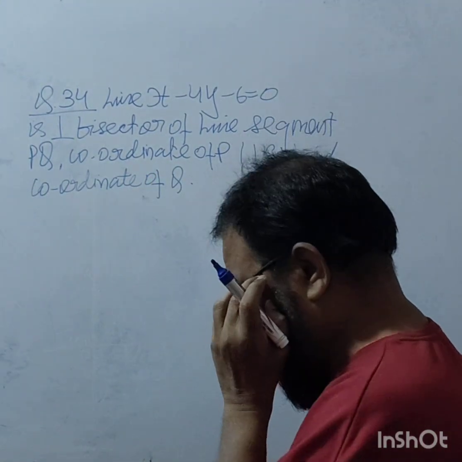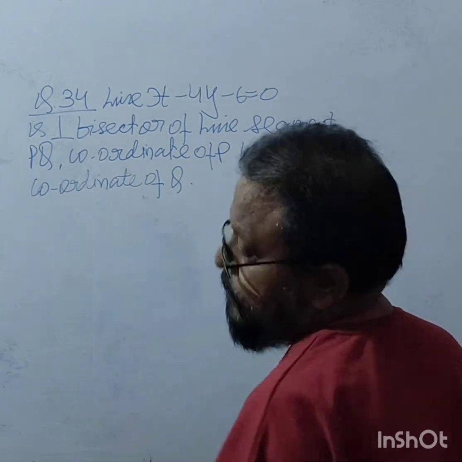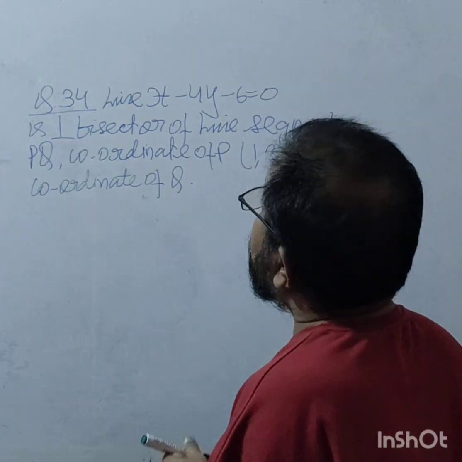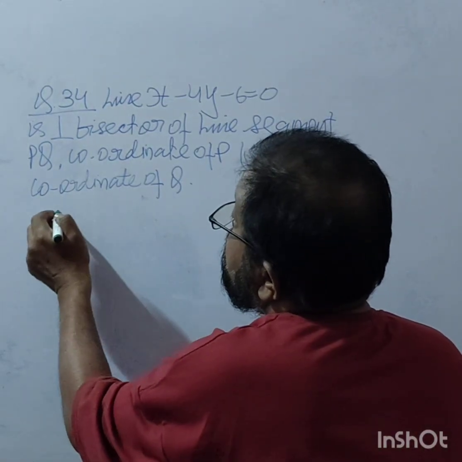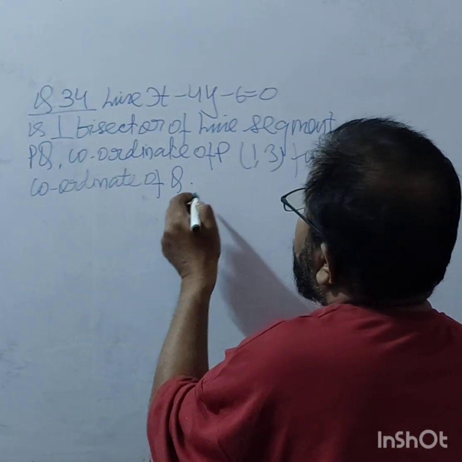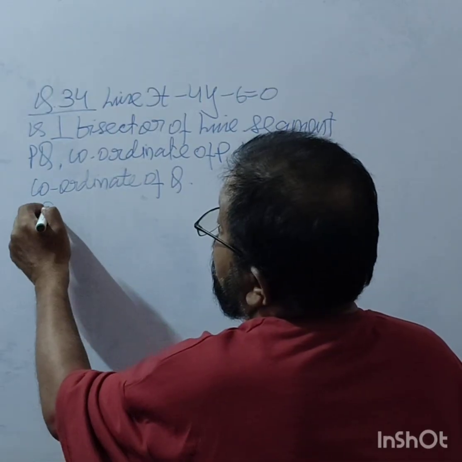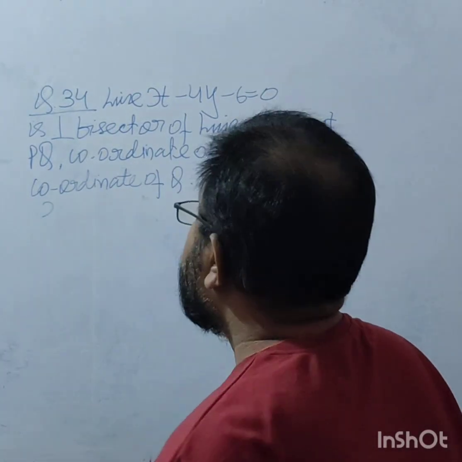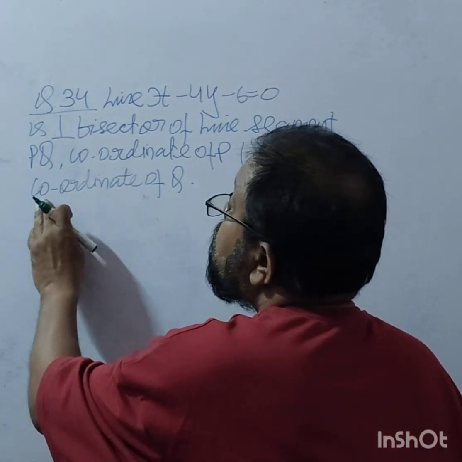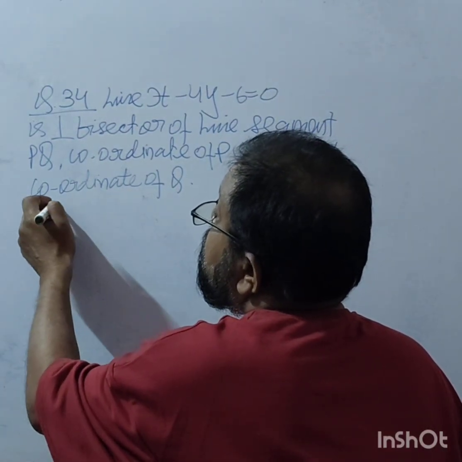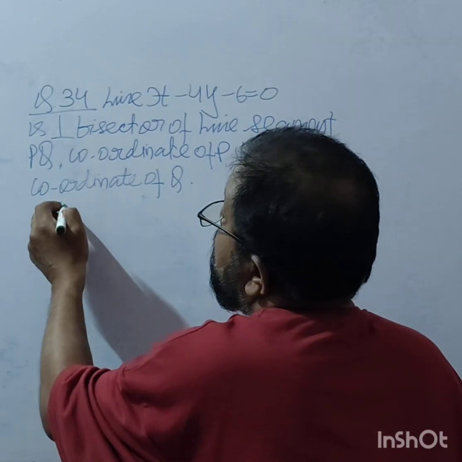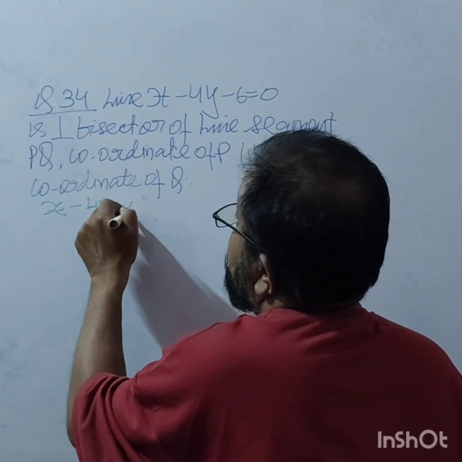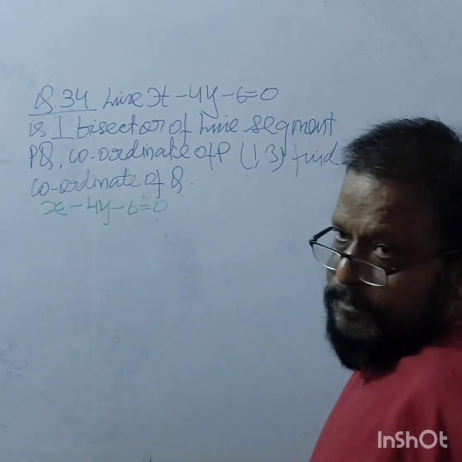Okay. So we have x minus 4y minus 6 is equal to 0.